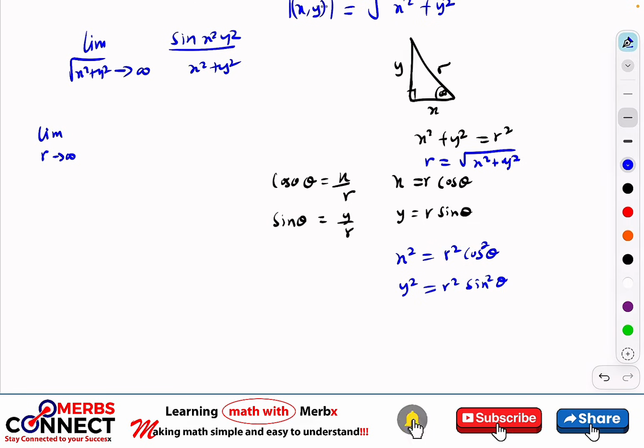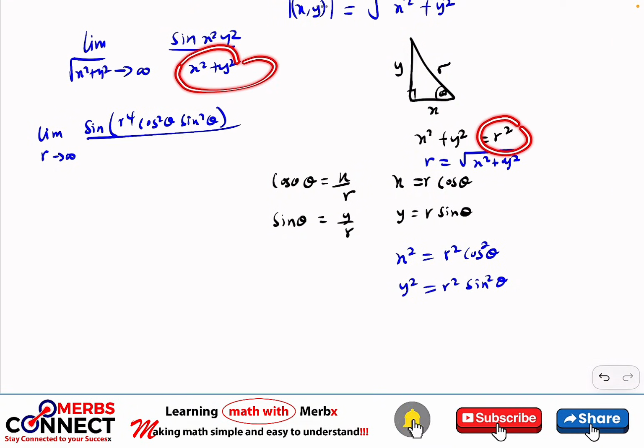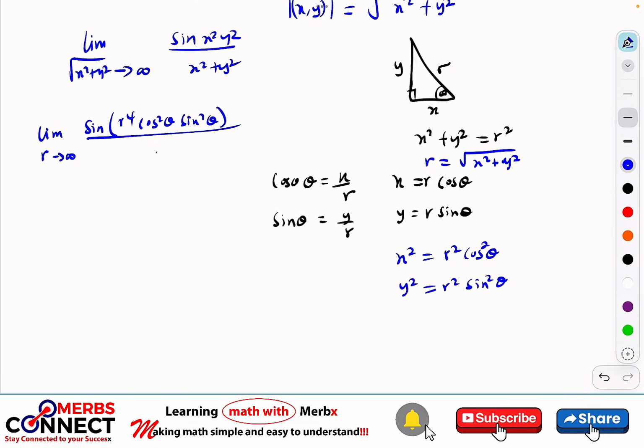And this is going to give me sine of r to the power 4 cos squared theta sine squared theta divided by, now this is r squared. So that's what I'm going to get here. So this is going to give me r squared. This is nice. Now, for us to solve this, we need to use squeeze theorem.